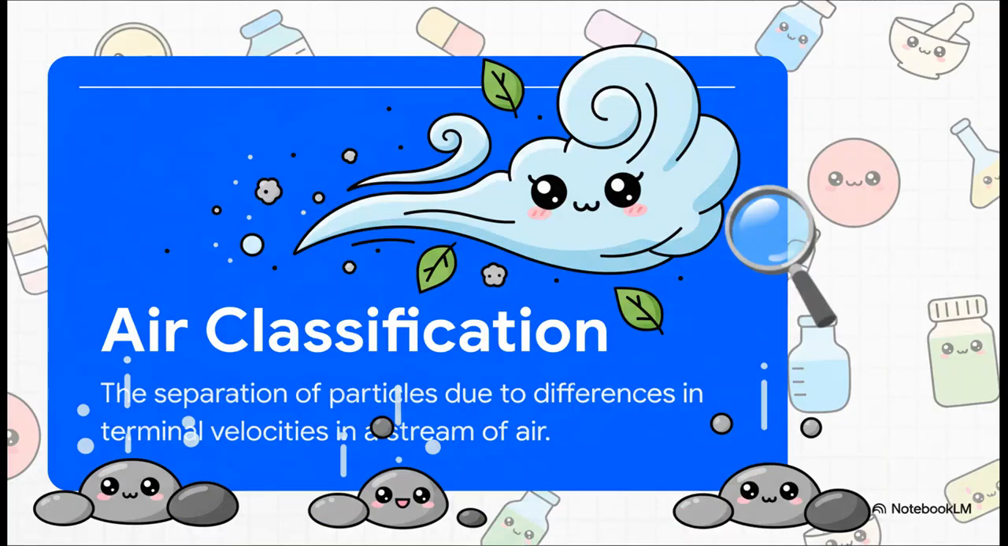So, how in the world does this thing work? Well, the main idea is something you've actually seen a million times. It's called air classification. Just picture it. A gust of wind blows through, picking up all the fine dust and dry leaves, but it leaves the heavier little pebbles right there on the ground. The air separator basically takes that exact same idea and turns it into a super precise scientific tool.